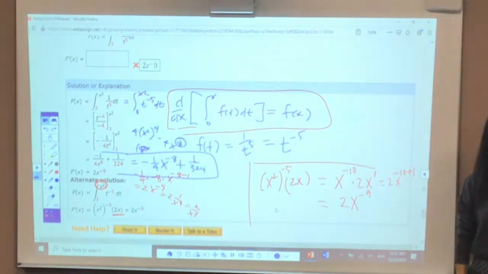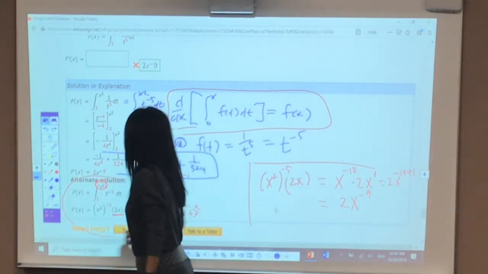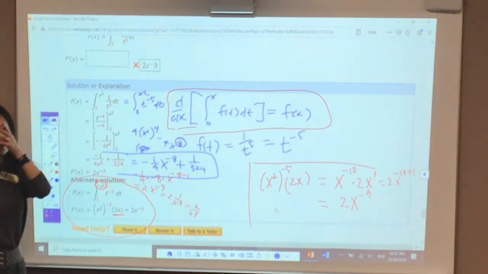So you get this one. Are you with me, class? You get the same answer. So I would definitely like to use this, using the second fundamental theorem of calculus.